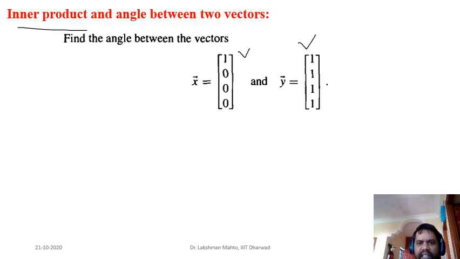When you say algebraically, that means you apply inner product. Inner product is one approach; algebraically you can calculate the angle between two vectors. So what is the angle between these two vectors? These two are four-dimensional vectors. Anyone, would you like to answer? What is the angle between these two? No answer.